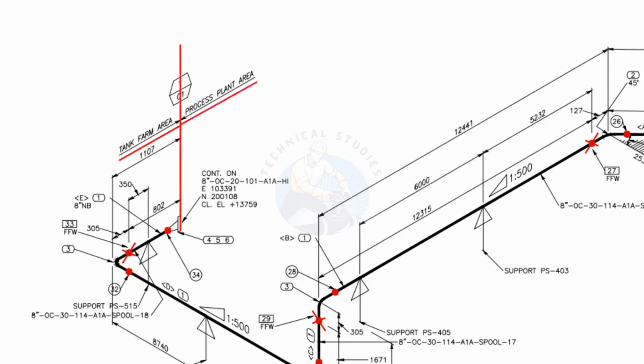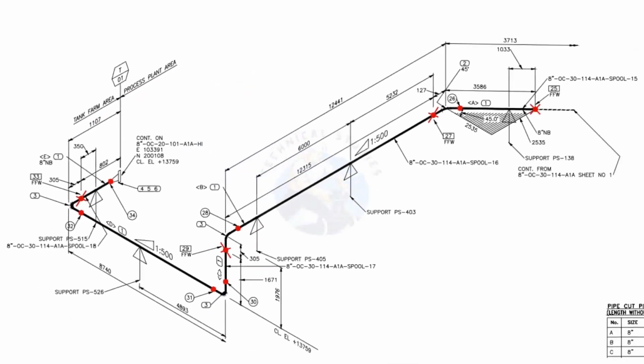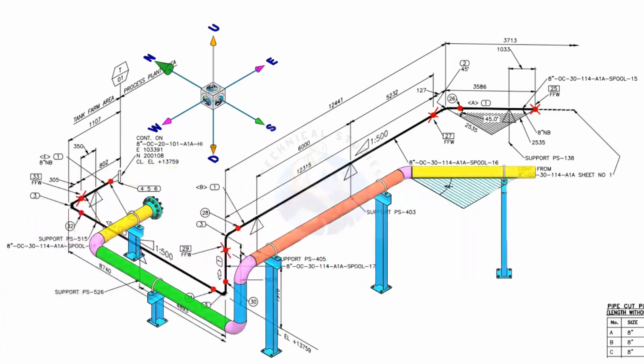This piping is part of the tank farm area and connected to process plant area. We will examine the drawing in detail after reading the notes and the material list. Take a look at the east-west and north-south directions. Compare the 3D model with the drawing.